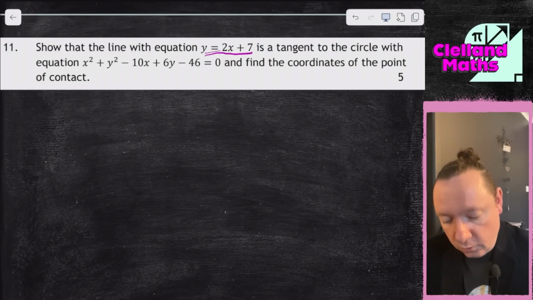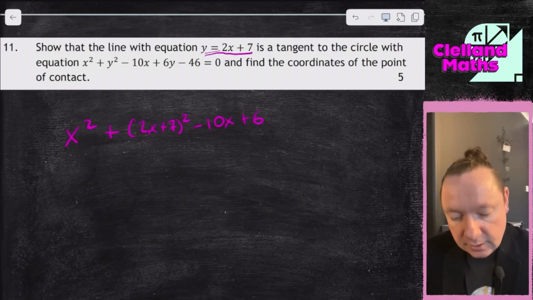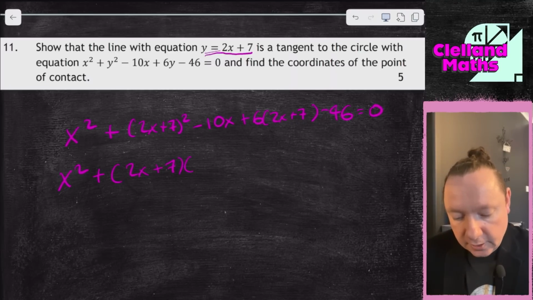So y equals, so I've got x squared plus (2x plus 7) squared minus 10x plus 6(2x plus 7) minus 46 equals 0. Expanding the brackets, so remember this is a square bracket, so if you're not sure, write it as double brackets just to be on the safe side.